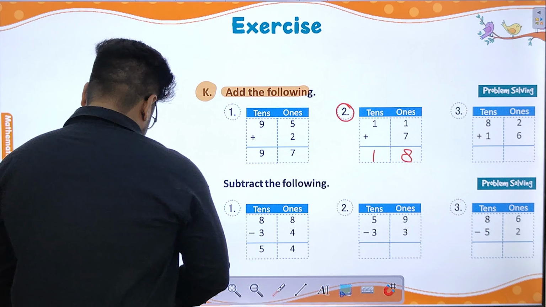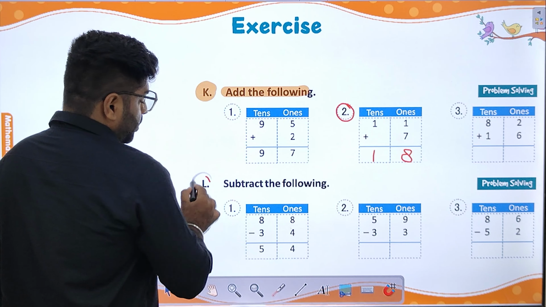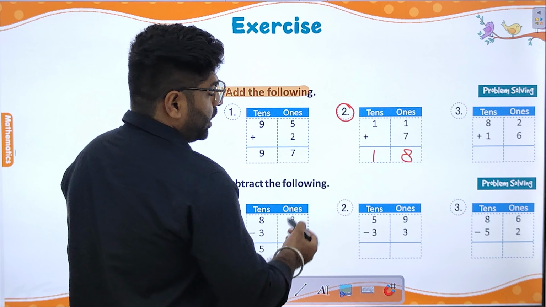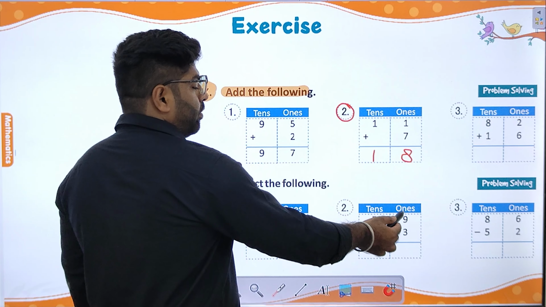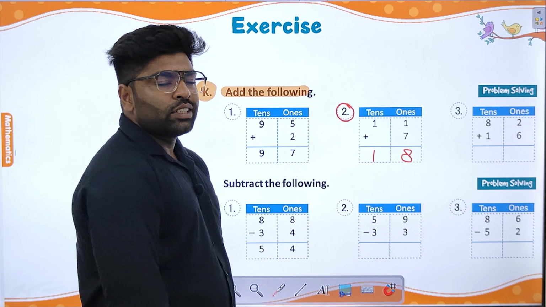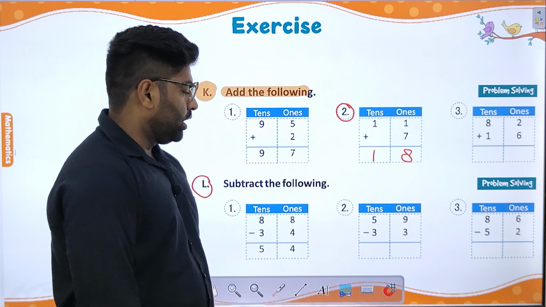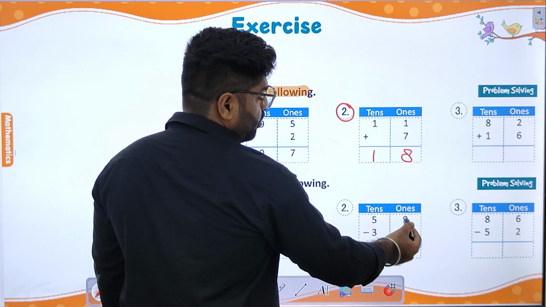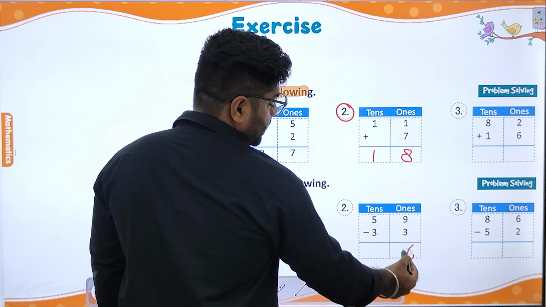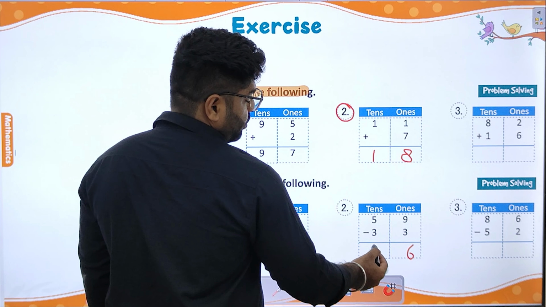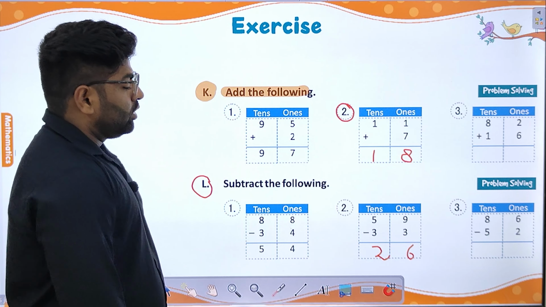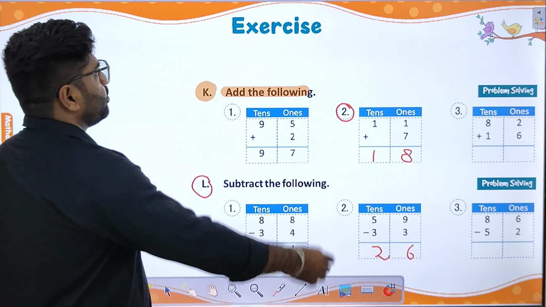Now we are having question number L, subtract the following. So we are going to use the same concept. Ones will be subtracted from ones and tens will be subtracted from tens. Clear? So we are going to subtract 3 from 9. So we are having 6, and 5 minus 3, we are having 2. So we are having 26 as an answer.